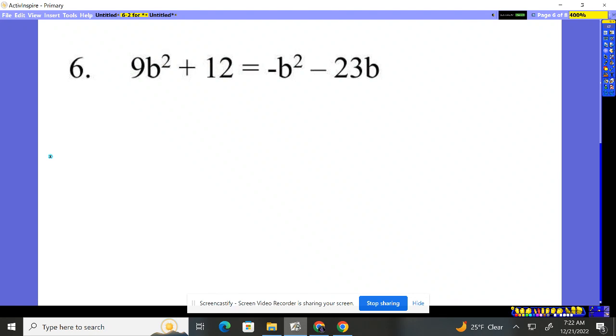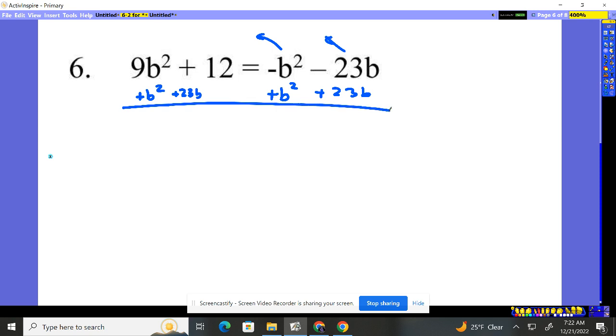Number 6. We always have to get the trinomial set equal to 0. So I need to move this piece over and that piece over. I'm going to get rid of that by adding a b squared to the left of the equal. I'm going to move this over by adding 23b. There are no b's over there.